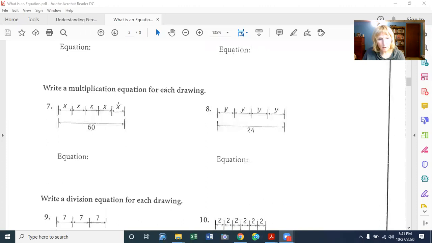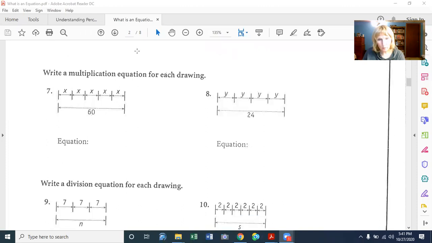Okay, let's clear. Let's move on to multiplication, representing that. Write an equation for each drawing. So we have, how many x's do we have there? 1, 2, 3, 4, 5. So we have 5 x's. So 5 times whatever x's number is equal to the total on the bottom of 60. So when you're multiplying numbers together with a letter, you just put the number in front and then the letter next to it, and that means to multiply.